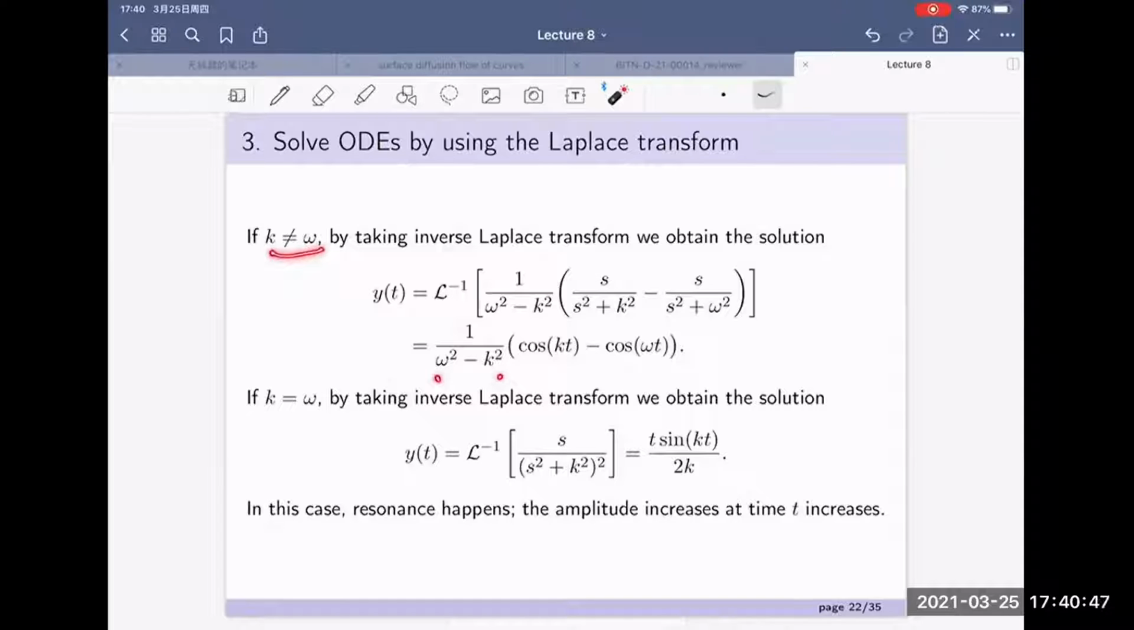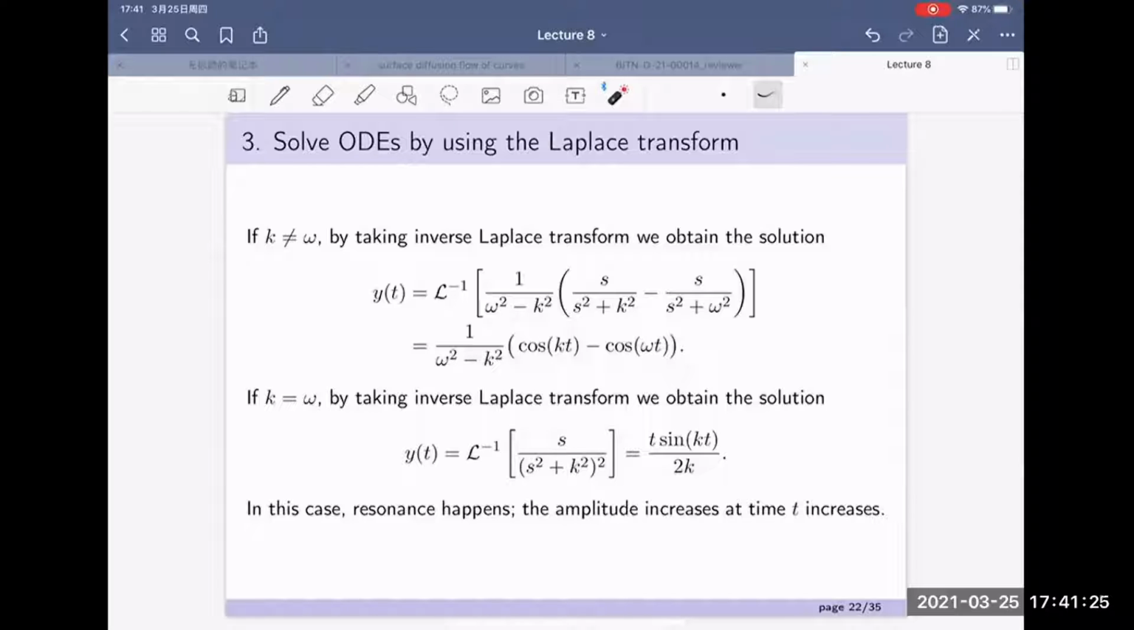When the internal frequency is not equal to the external frequency of the force, you get cosine kt minus cosine omega t divided by a constant. Every cosine is a bounded function; in absolute value, it is smaller than 1. It is a periodic function. So this is the position of the vibrating string, and it shows that the string vibrates in a periodic way, described by bounded cosine functions.